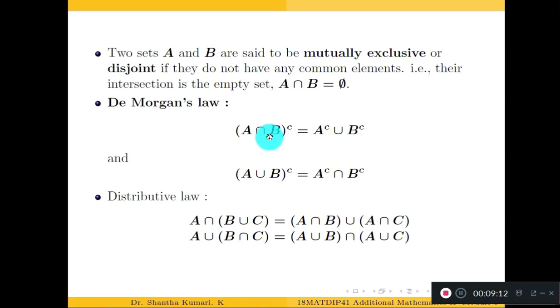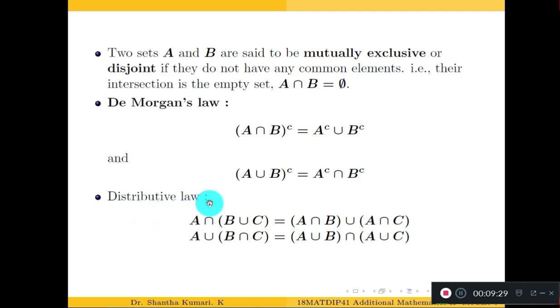Complement of intersection equals union of complements, one rule. And the second rule, De Morgan's rule: A union B whole complement equals A complement intersection B complement. So remember this rule of set theory.